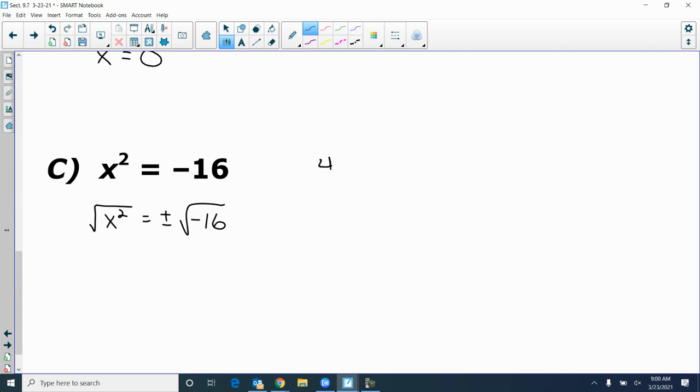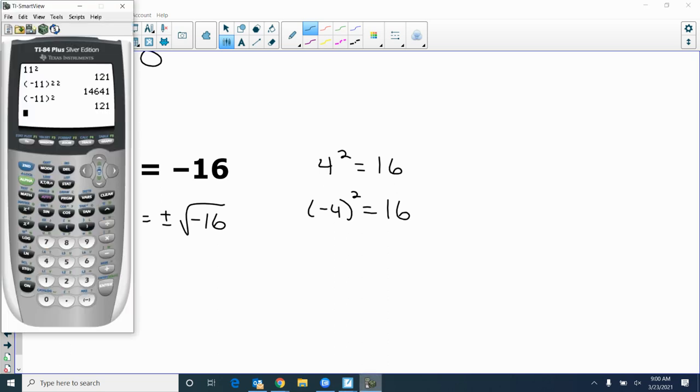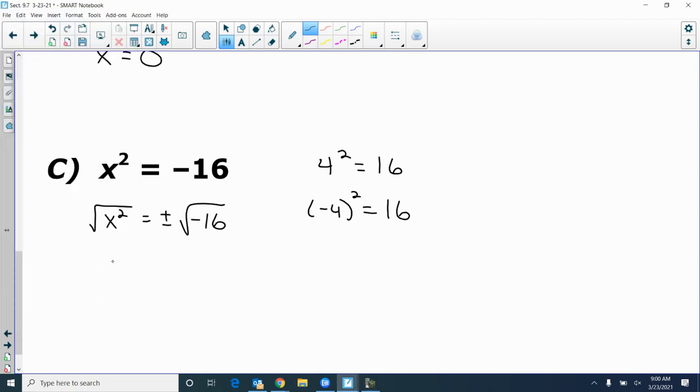Yeah, because what's 4 squared, Colin? 16. What's negative 4 squared? 16. You cannot multiply 2 numbers. Now, if you type this in your calculator correctly, and you do square root of negative 16, mine says non-real answer. I don't know what yours says. Domain error. Domain error, can't do it. So here's what you put. No real solution.